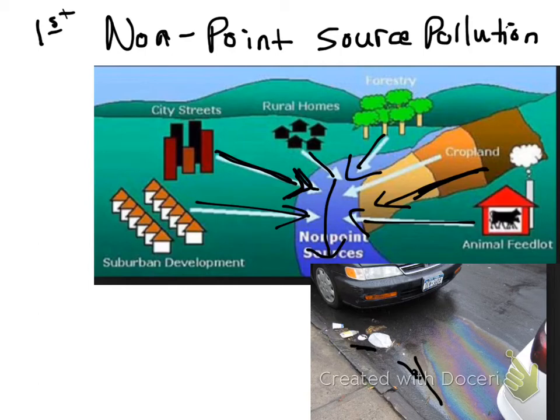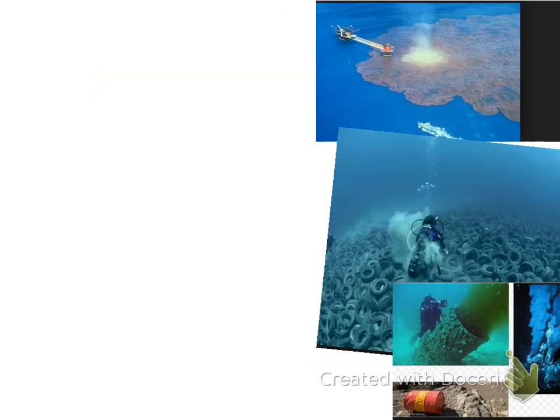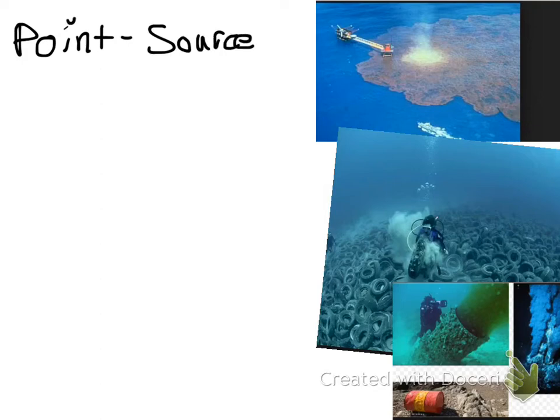When we look at the trash in the ocean, a lot of it, and a lot of oil in the ocean, most of the ocean's oil that's in it comes from this non-point source pollution from a lot of different places, a lot of different sources. This is different than point source pollution, our second type. Point source pollution comes from specific places, from a specific site.